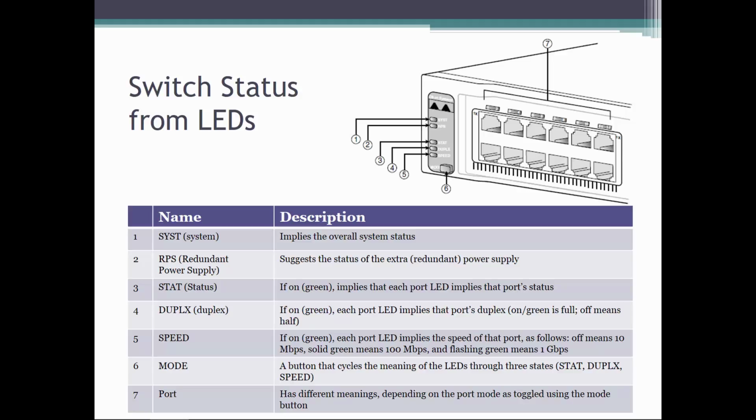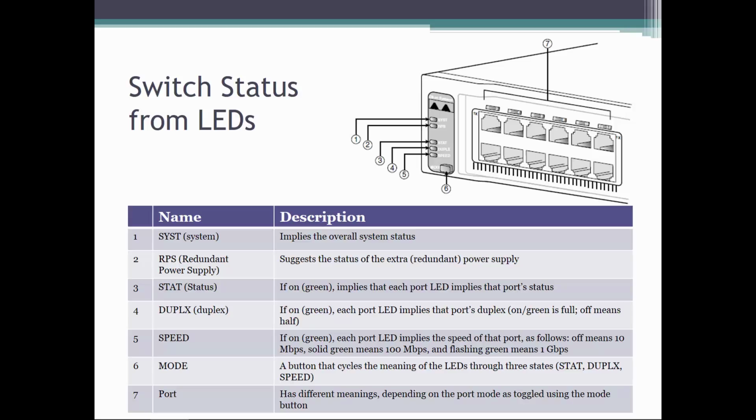It's important to point out that on the front portion of the switch, you're going to have some LEDs, and they're going to be different modes. The first one will be our system, which implies the overall system status. The second should be our redundant power supply, assuming it has one. Third one will be our status. Normally, if on green, that implies each port LED implies port status.